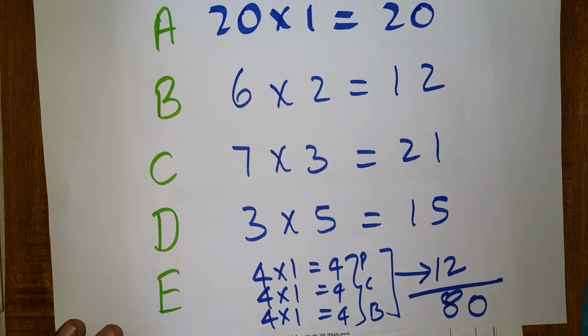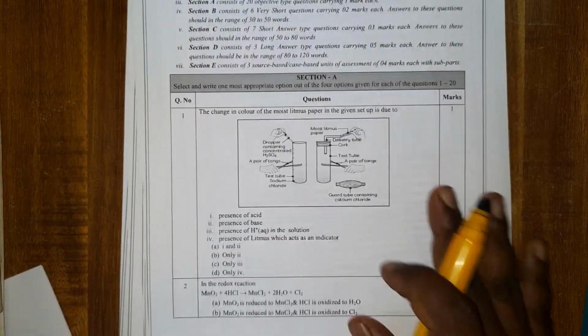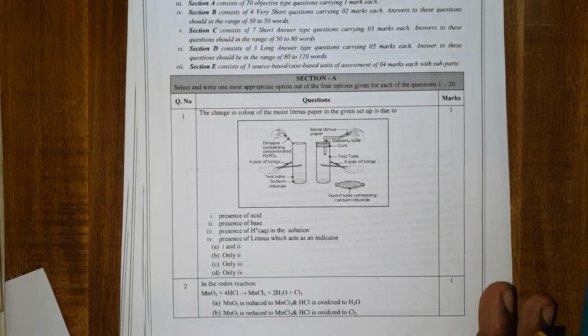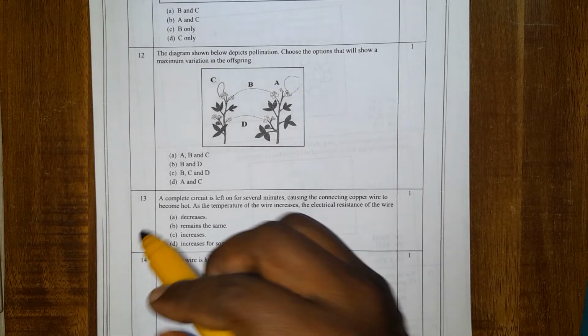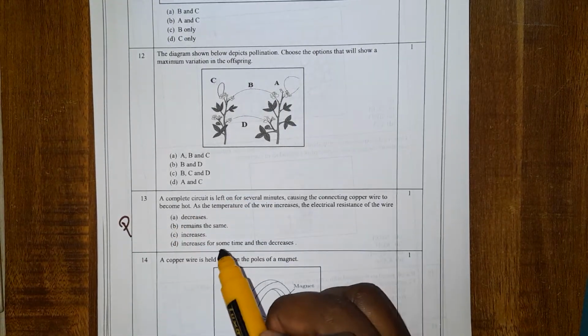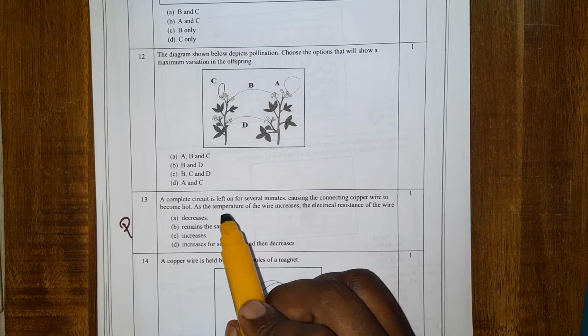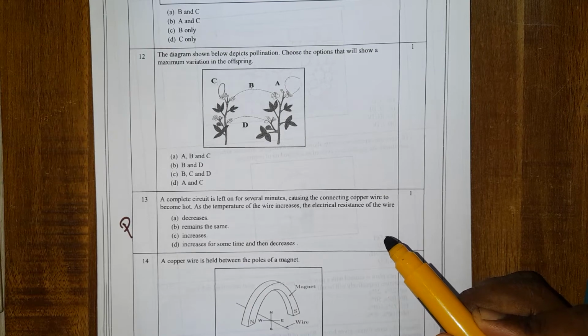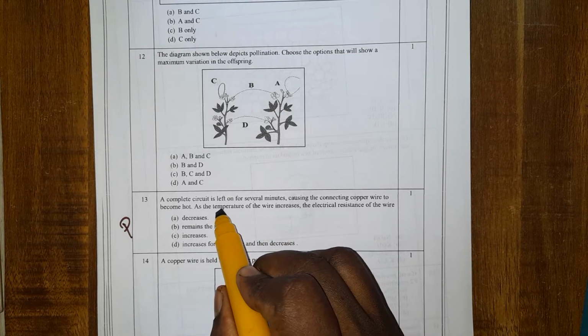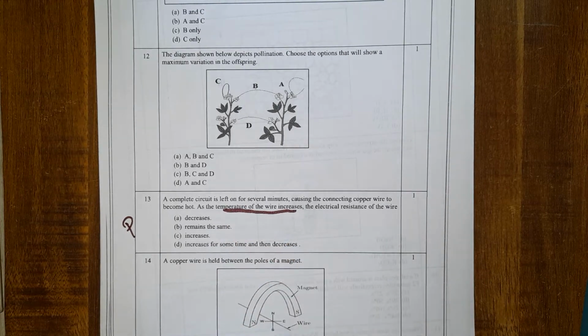Now we'll see one by one question. Now physics questions alone we are going to do. Question number 13, it is a physics question. What is the question asked now? If it is a copper wire and the current is flowing inside the wire, if the temperature is increased, what will happen to the resistance?